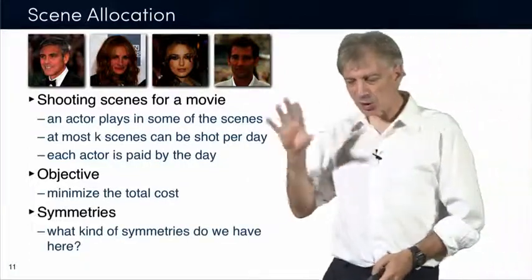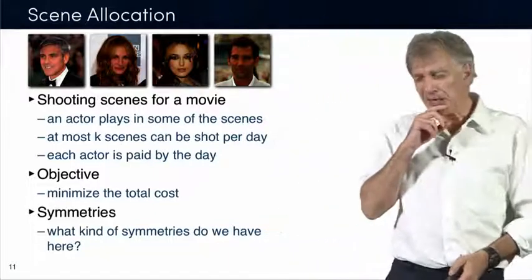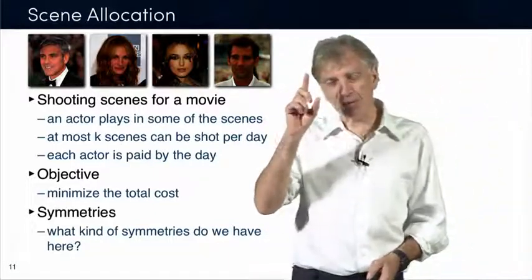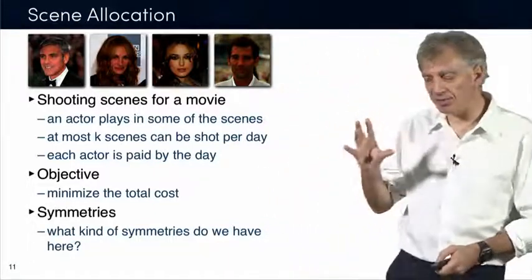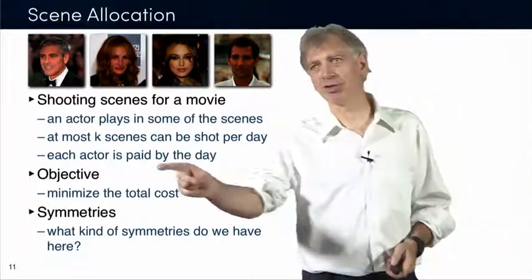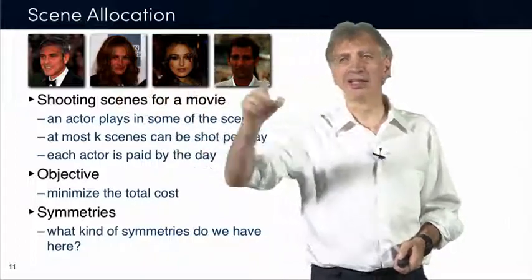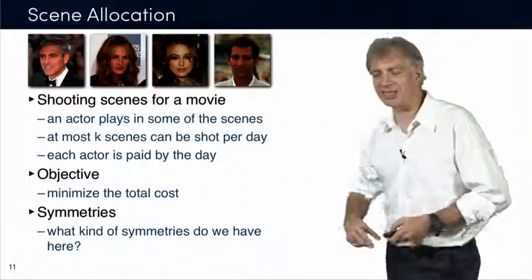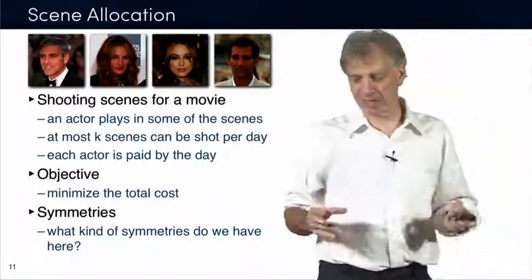I'm going to show you the model in a moment. But before that, think about it. What are the symmetries that we have in this problem? Obviously, these actors are different. You can't tell George Clooney that he's the same as Clive Owen. So it's not going to be the actors.